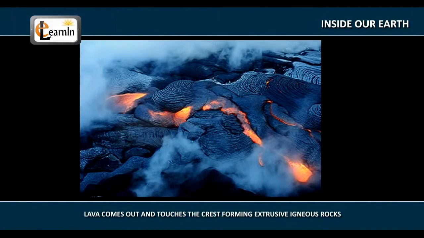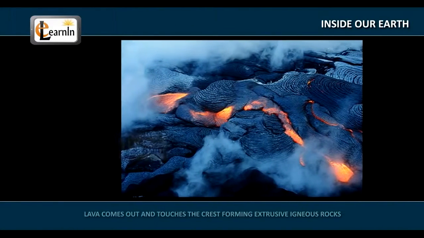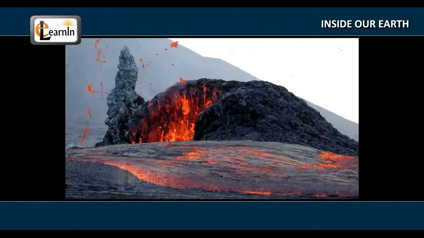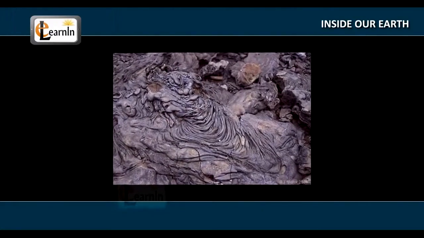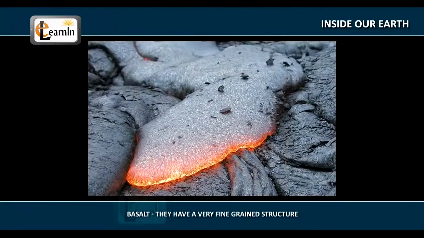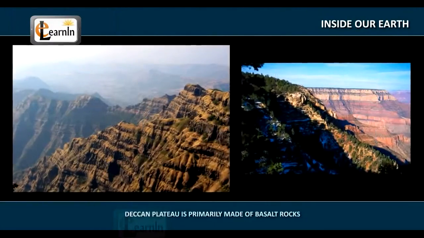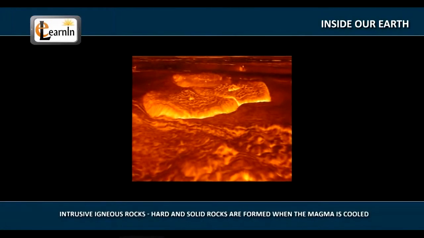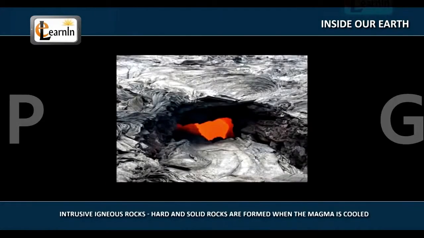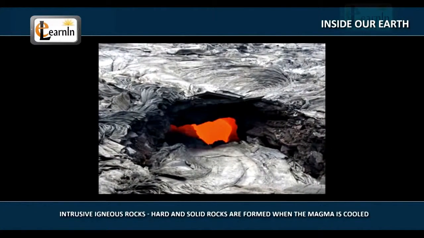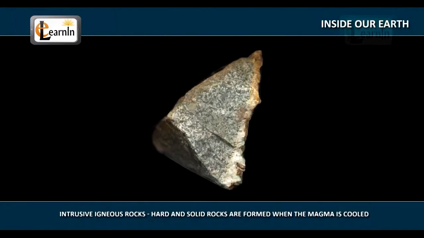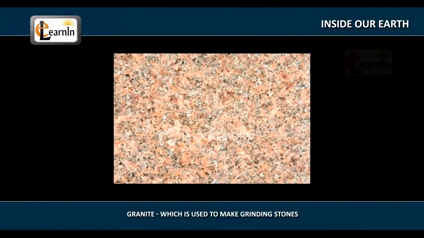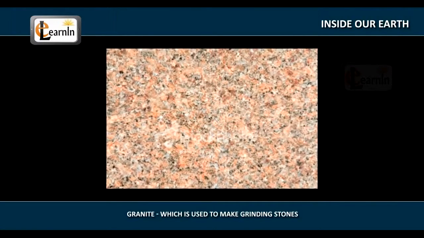The lava, which is a fiery molten magma that comes out of the volcano, becomes hard when it touches the crust, forming extrusive igneous rocks. They have a very fine-grained structure. One of the examples is basalt. The Deccan Plateau is primarily made up of basalt rocks. When the magma cools down inside the crust, really hard and solid rocks are formed, which are called intrusive igneous rocks. An example of this type of rock is granite, which is used to make grinding stones.